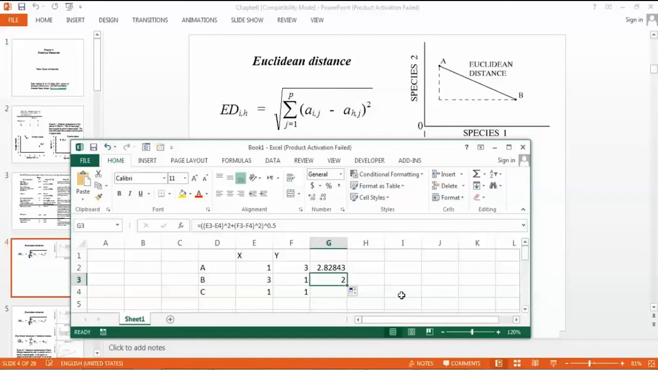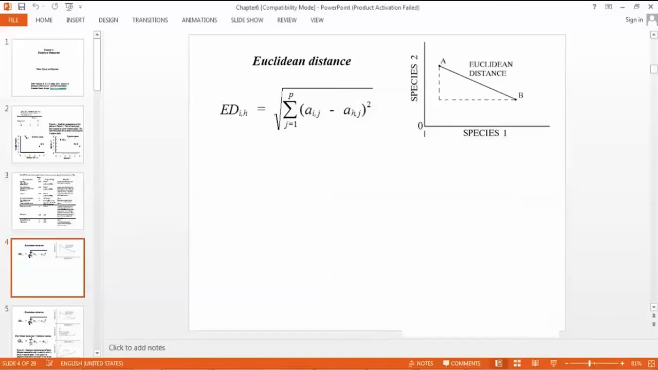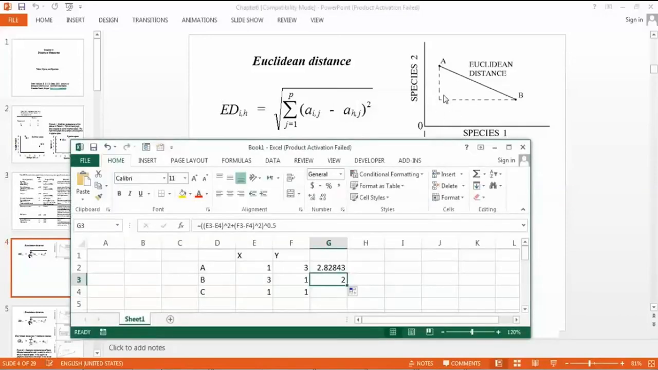So which cluster does Jolanda belong to? If Jolanda is B, and there are A and C, so let's say this is cluster C, cluster A, then this is Jolanda. So which cluster does Jolanda belong to? B to A is 2.8. B to C is 2. So Jolanda belongs to cluster C. Yes.